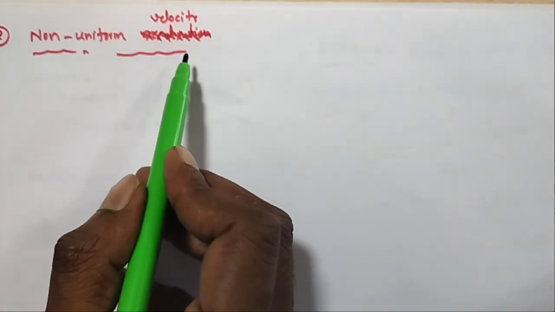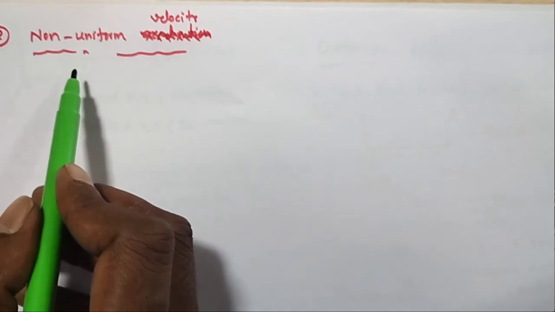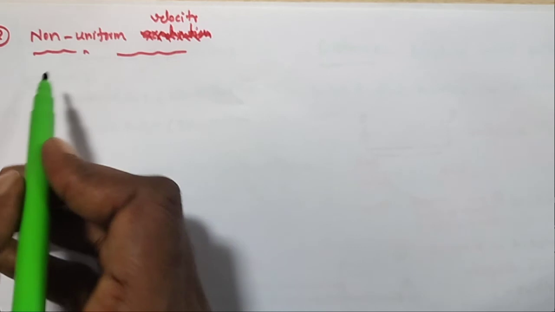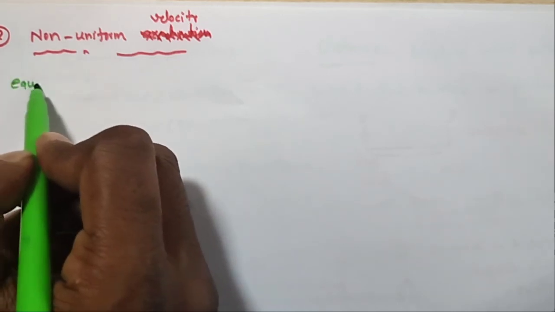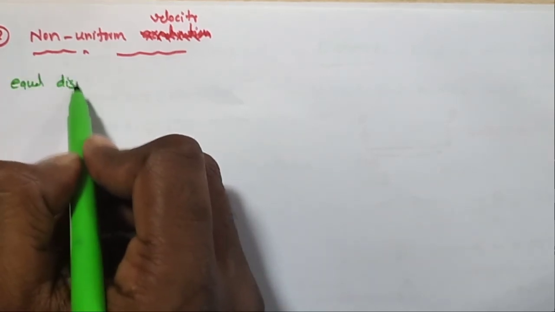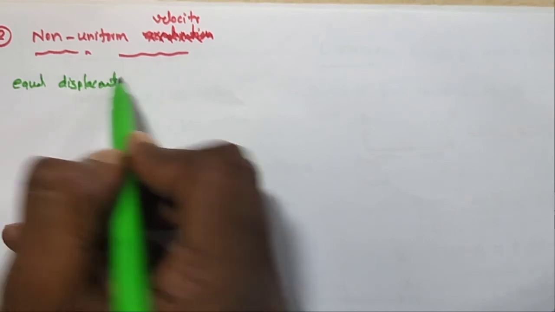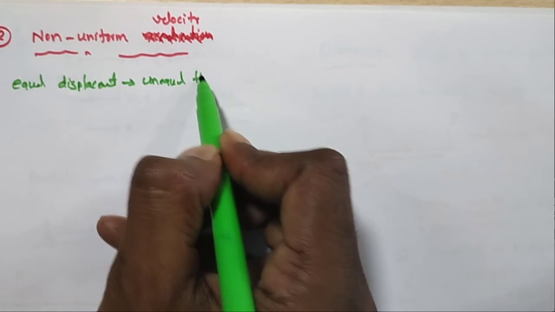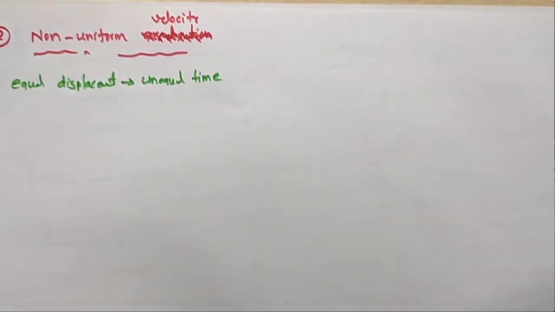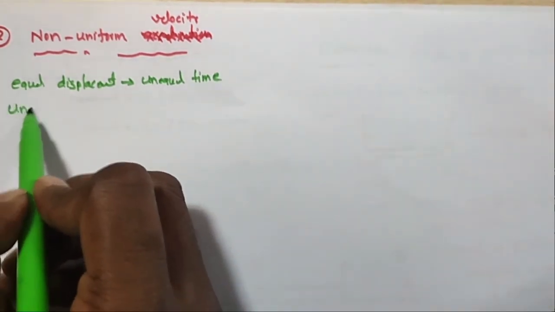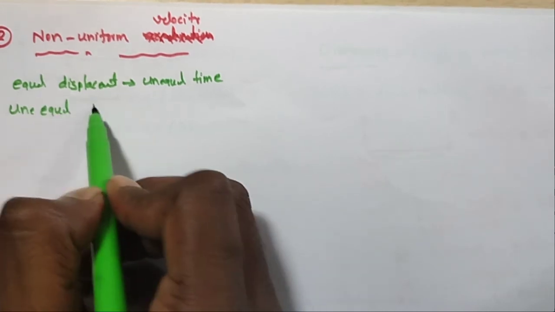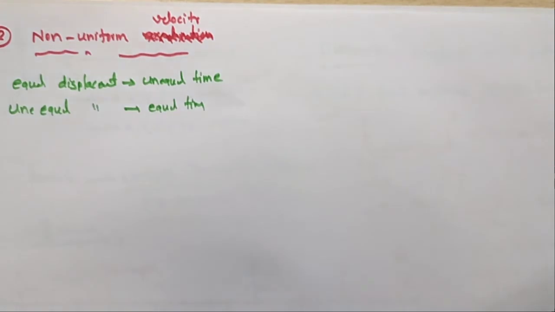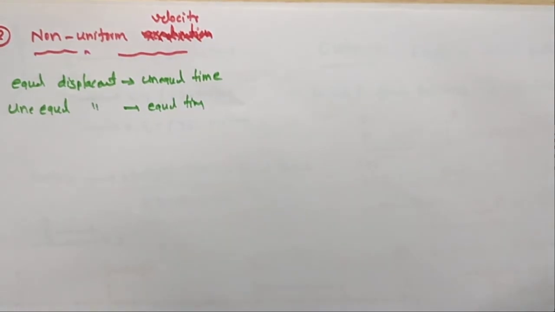Next, non-uniform velocity. It is the same as non-uniform speed. Non-uniform velocity means equal displacement in unequal times, or unequal displacement in equal time. So this is called non-uniform velocity.